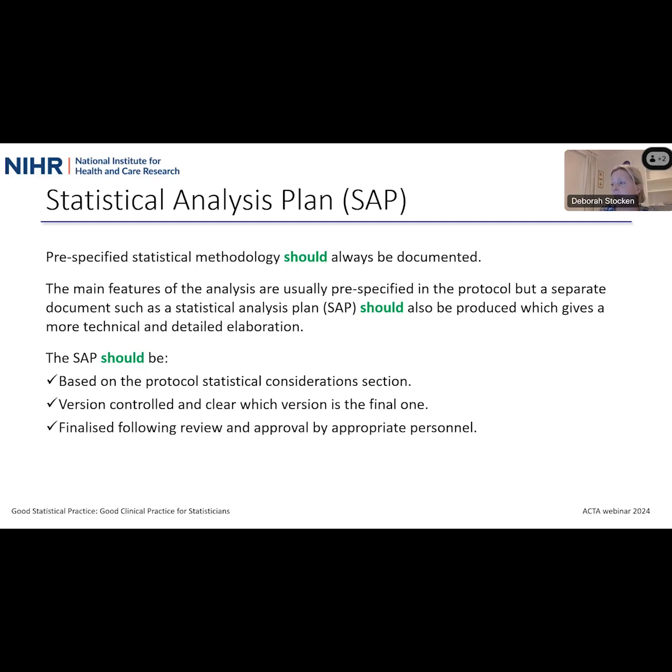The main features of an analysis plan are that it should be pre-specified, it should be aligned with the protocol, and it should be a more technical and detailed elaboration of a plan that already exists in our protocol for the trial. The SAP should be version controlled and it should be finalised and reviewed by appropriate personnel.